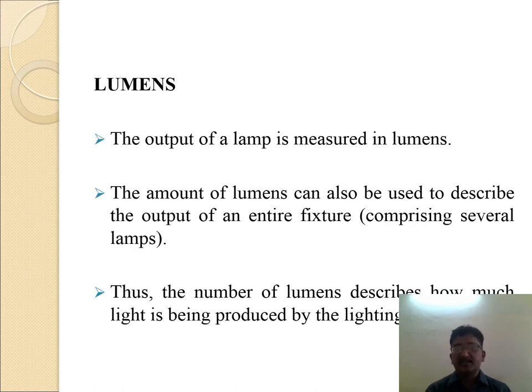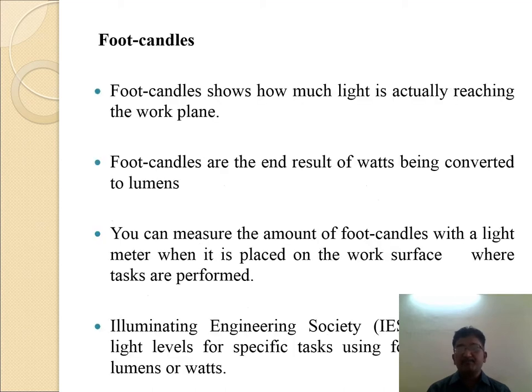And what are lumens? Lumens is the output of the lamp. The output of the lamp is measured by the unit lumens. The amount of lumens can also be used to describe the output of the entire flux, comprising several lamps. Thus, the number of lumens describes how much light is being produced by the light.